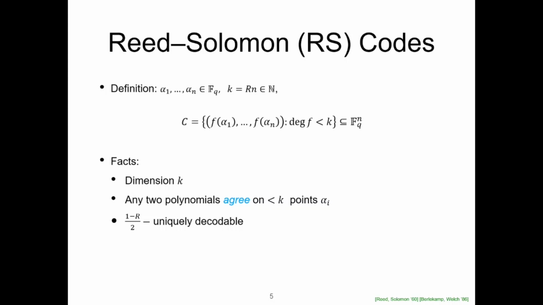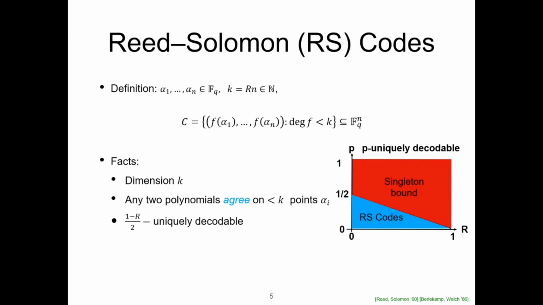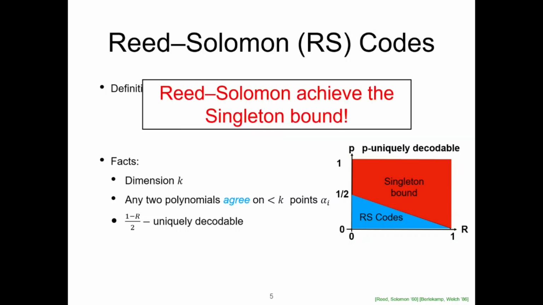This means the minimum distance of the code is greater than n minus k, and the code is half of 1 minus R uniquely decodable. But recall that the Singleton bound says that p is at most half of 1 minus R, and the Reed-Solomon codes achieve half of 1 minus R. So this means Reed-Solomon codes exactly achieve the Singleton bound for unique decoding.